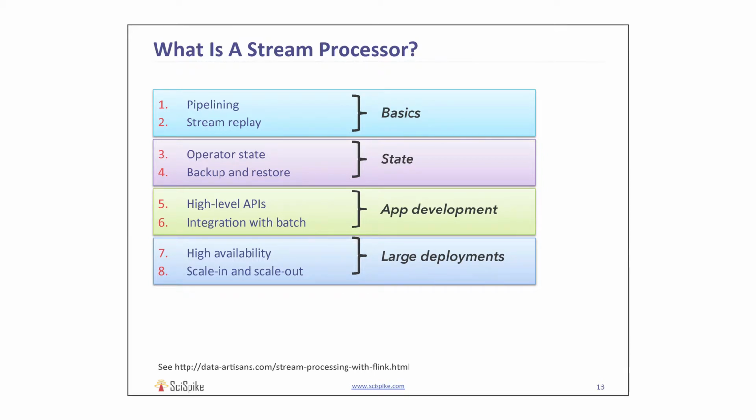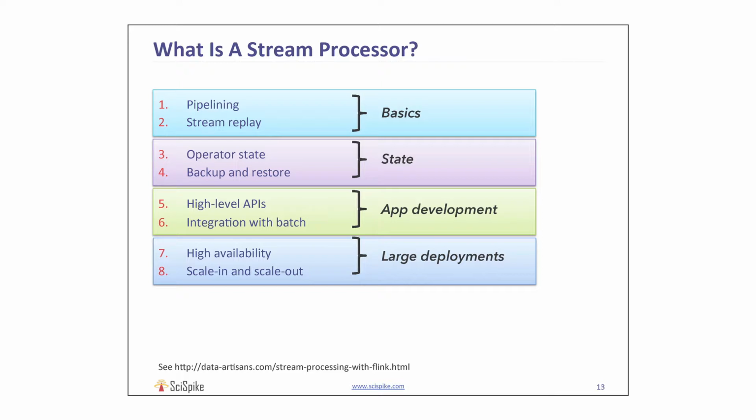So we said that the streaming architecture is the heart of the system. How do you build a streaming architecture? You have a couple of things that you need to accomplish. First, you have the basics, and this is the pipelining, moving and processing of events through the system. You can also replay the streams when needed. On top of that, you would like to be able to manage the state. Also, you would like to have backup and restore, and support fault tolerance.